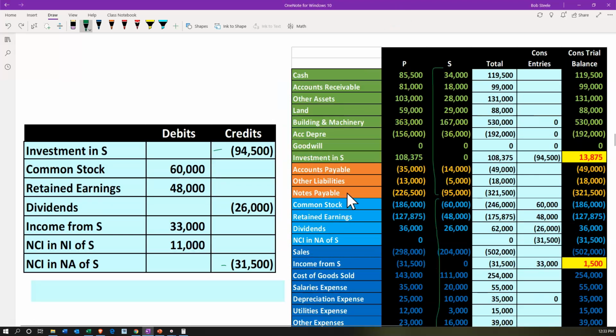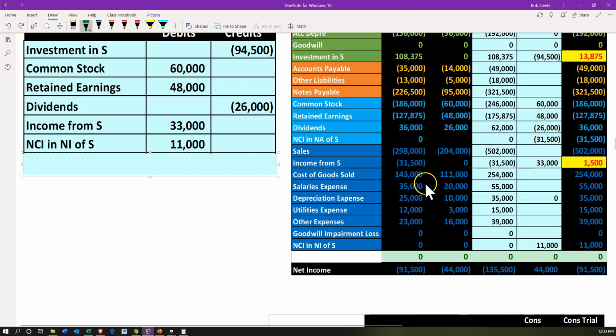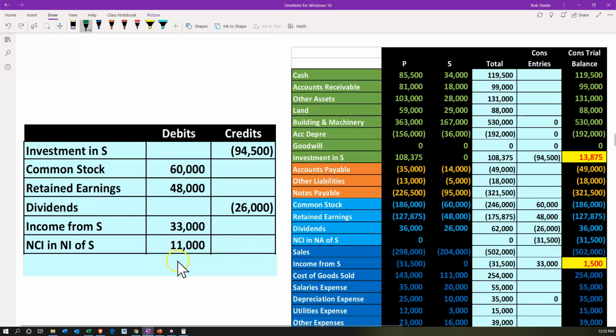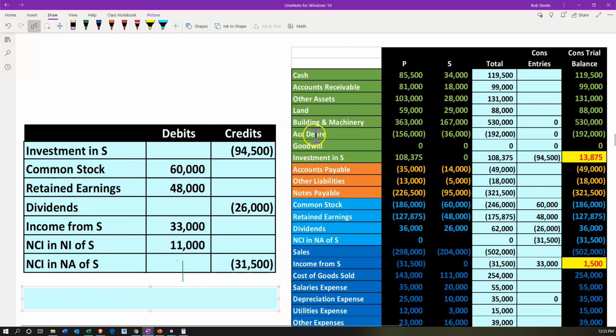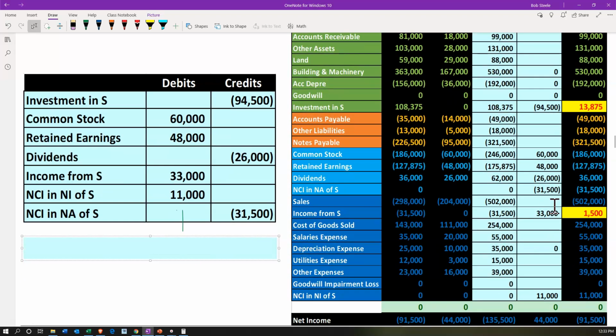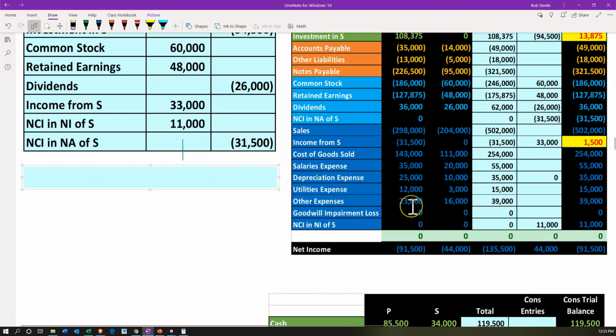So if we were to post this out then, let's go ahead and see what that'll look like. See if I can delete some of these tags. Okay, so then we're gonna post this out. So if we post this out, then the investment account is up here. So we've got the investment account is included here. We already looked at the common stock. The income from S is here. So we're at that debit balance, not down to 0 yet. Non-controlling interest recorded down here. And then the non-controlling interest recorded here. This is our ending number thus far.